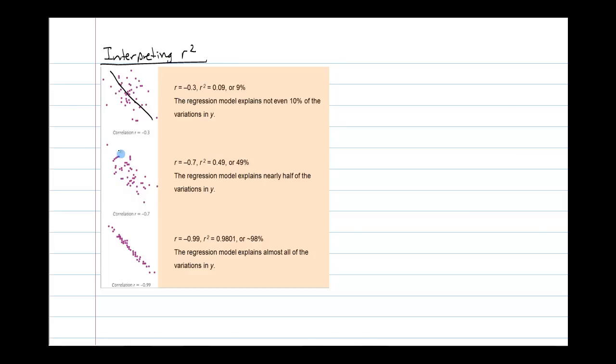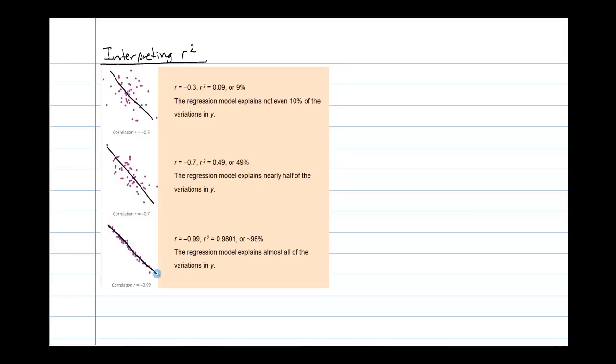Now for our middle graph here, it does still seem to have a negative correlation, but it's a lot stronger. The points are clustered a lot more tightly around this particular regression line. So here our correlation coefficient is still negative, but it's closer to -1, so I have a pretty strong relationship here. The correlation coefficient is negative 0.7. I square that, I get 49%. So the regression model explains almost half of the variations in y, which is pretty good.